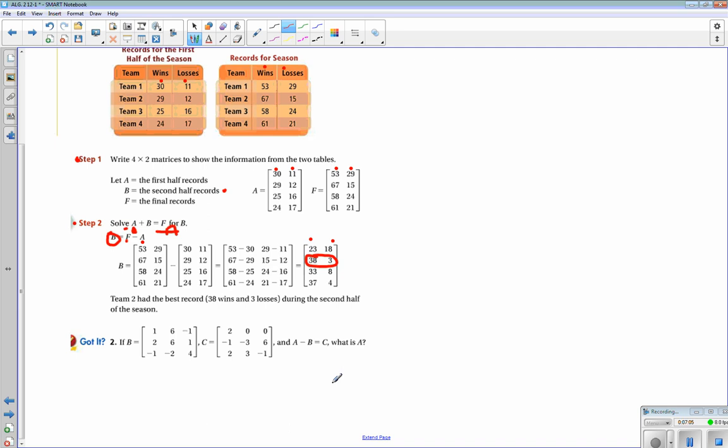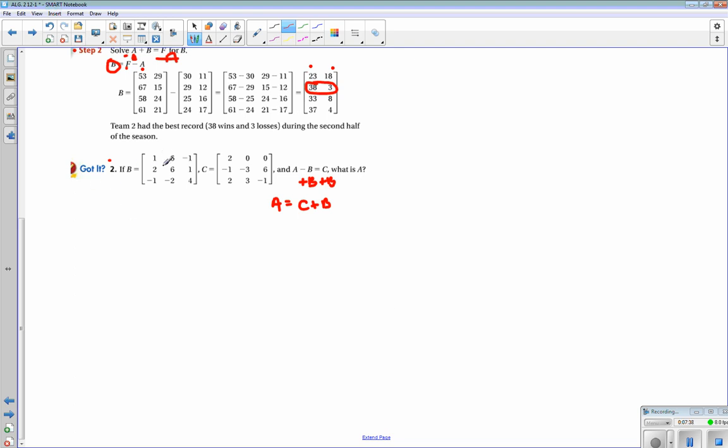All right, so let's apply that to our got it problem here. If B is equal to this 3x3 matrix and C is equal to this 3x3 matrix, and A minus B is equal to C, what is A? So I care about A. I'm going to add B to both sides, so I get A equals C plus B.